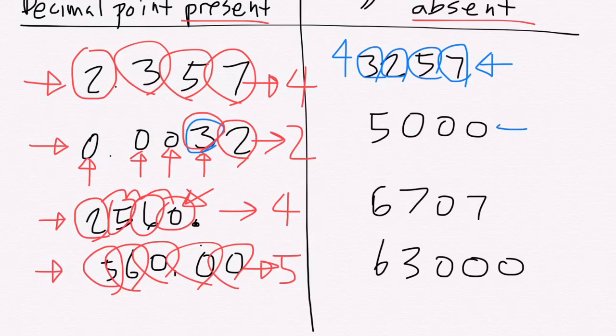Likewise, for 5,000, we start counting on the right. So we look for our first non-zero digit. That's 0, so that won't work. That's also 0, won't work. That's 0. And we run into our first non-zero digit counting from the right, and it's 5. And since there aren't any numbers to the left of that, the number of sig figs is 1.